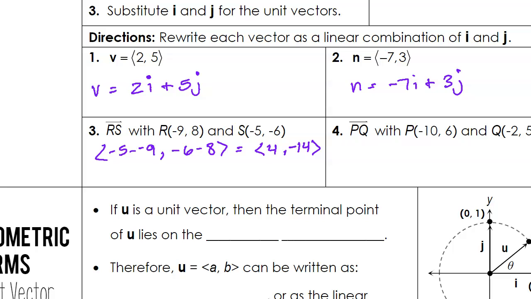Then, to write it in terms of i and j, take your a value, write an i after it. Now, I would say plus, but this is a -14. So it's going to be minus our b value of 14 with a j after. Any questions on that? Pretty straightforward, I think.